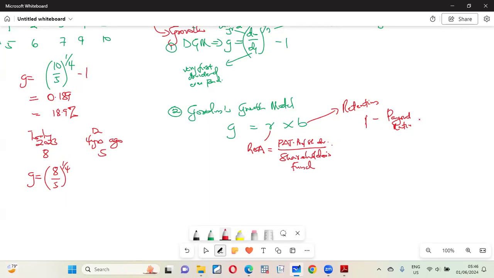What is a payout ratio? Payout ratio is simple. A share is the unit of equity ownership in a business. So if you have a share, you are part owner of a business. That is what a share is. Now, your share will work and it will get money in terms of profit.